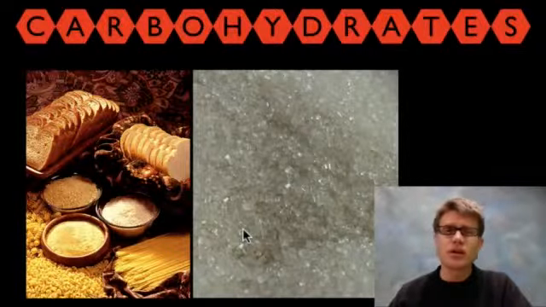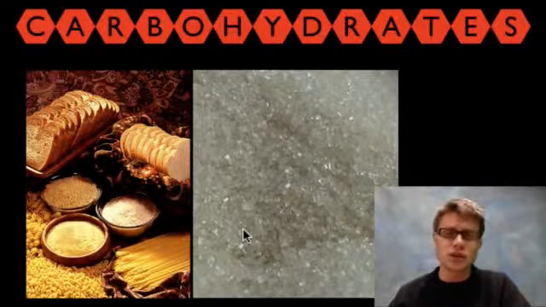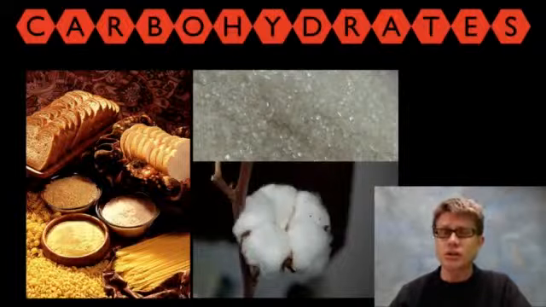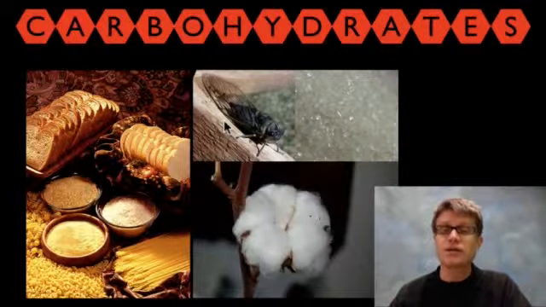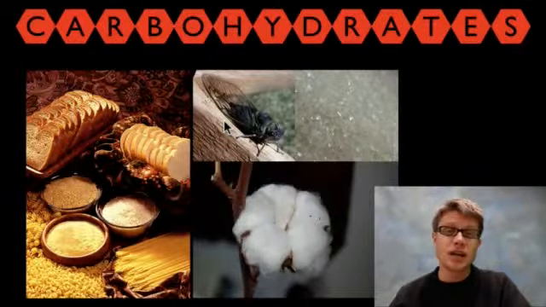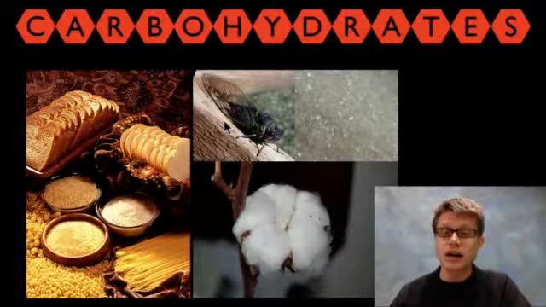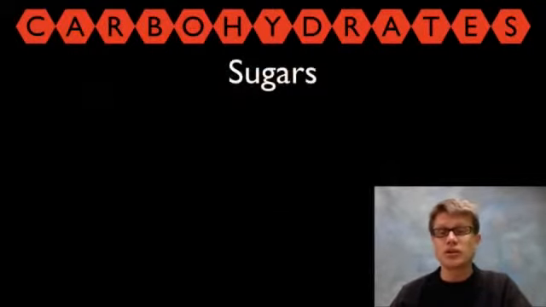But you should also know that aside from providing energy for us, they also provide structure. And so cellulose that's found in plants is going to be a polysaccharide, or the chitin that's found in the exoskeleton of an insect, or the building block of fungi is going to be a carbohydrate. And so they give us energy, but they also give us structure.